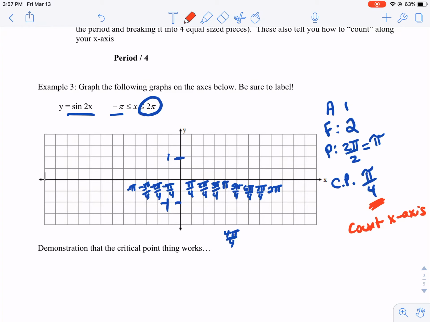All right, so from here, you need to know the pattern of these graphs. A sine graph always starts at 0, and then goes up and then down.